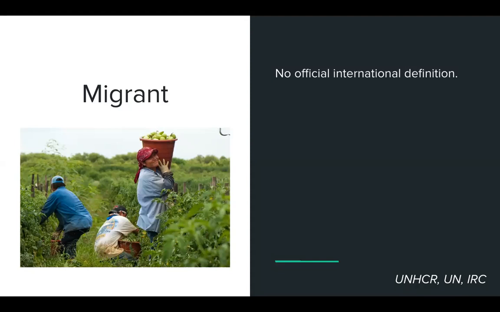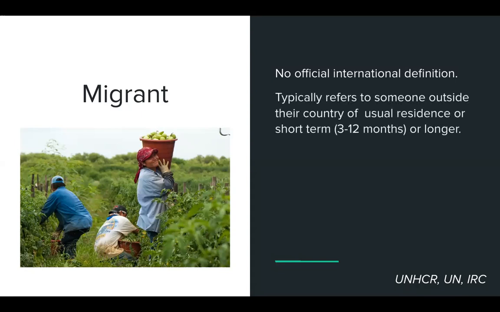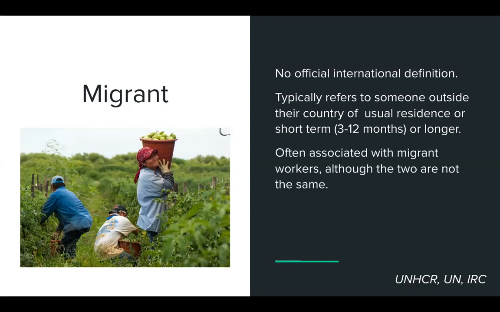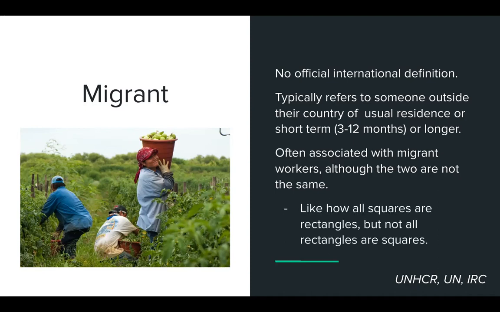So the first term is migrant, and there's actually no official international definition for migrant, although it typically refers to someone who is outside their country of usual residence, usually their home country, for either short term or long term. Short term is defined as 3 to 12 months roughly, or longer, so 2 to 3 years, although the idea of permanency is not involved typically. So I guess you could say the only permanent thing is that they move from place to place. This is often associated with migrant workers, although they're not all completely the same. It's kind of like how all squares are rectangles, but not all rectangles are squares, right?